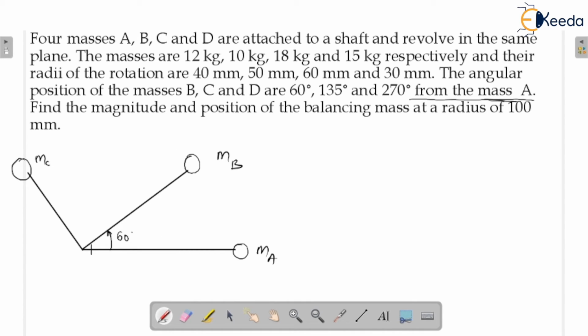That means the position is measured from the mass A. This is in the horizontal direction. So 135 is measured from here. And 270 would be here. This is the position of the fourth mass M4 and it is 270.